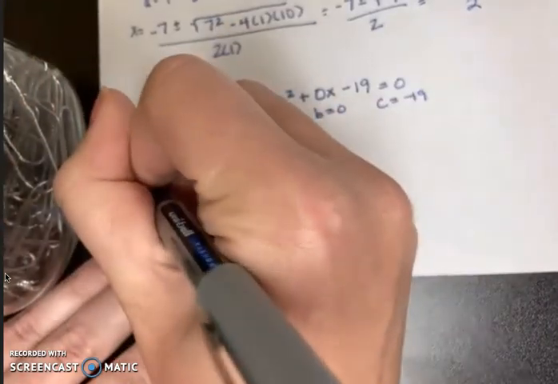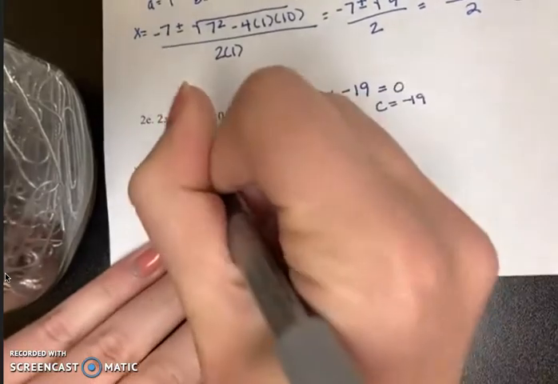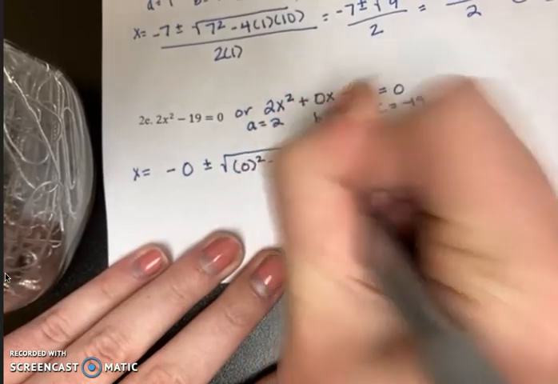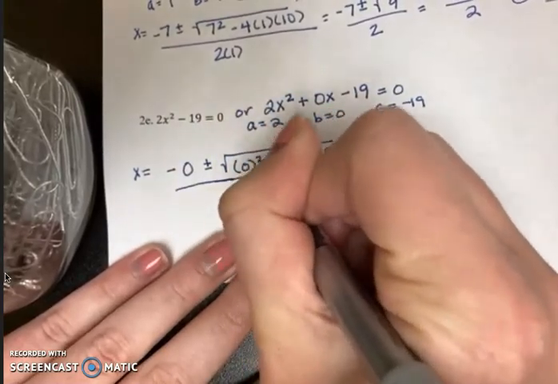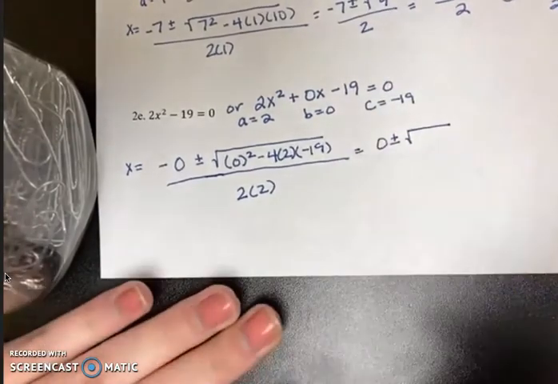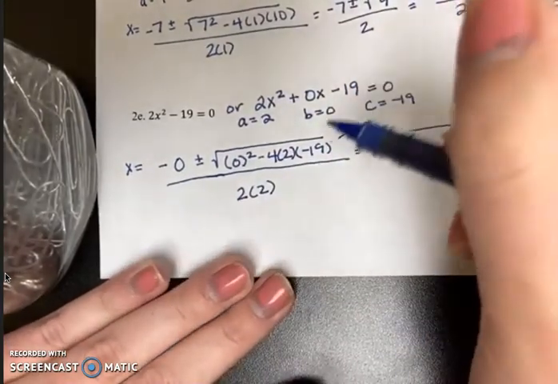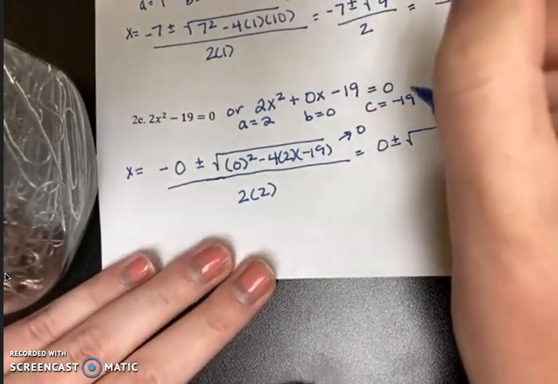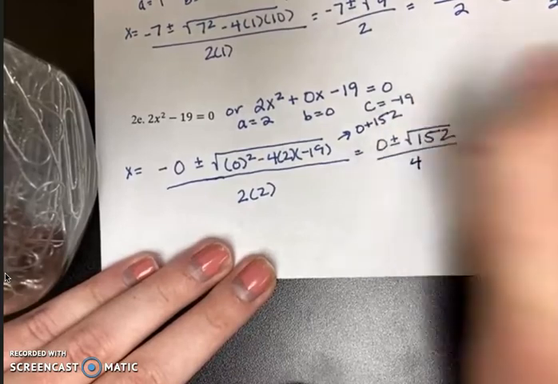Now that I've identified A, B, and C, I can plug it into my quadratic equation. So that's negative B, which is 0, plus or minus the square root of B squared minus 4 times A times C, all over 2 times A. Negative 0, well, that's just 0, plus or minus the square root. I have 0 squared, which is 0, so I'm just going to write it here. 0 minus 4 times 2 times 19, so minus a negative 152 or plus 152. And that's all over 4.